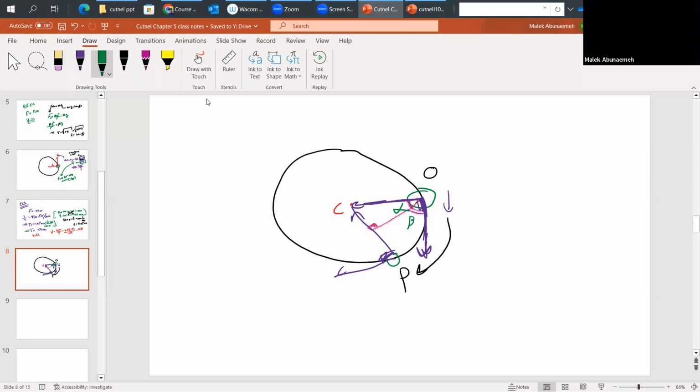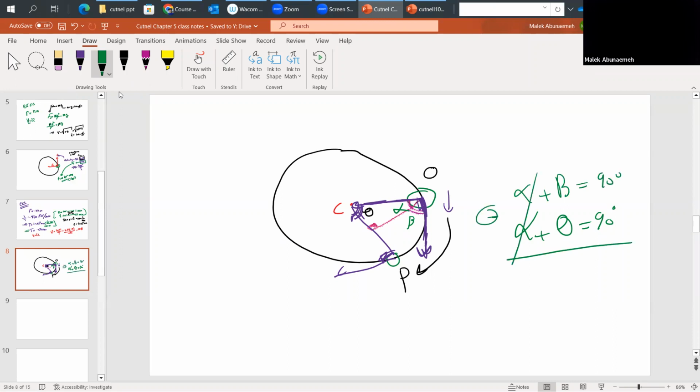Now, according to the laws of triangles, this is 90. Let me call this one theta. So according to our laws of triangles, if this was 90, that means your alpha plus theta is 90 degrees, which means that alpha plus beta is going to equal 90 degrees. If you subtract both of them, what are you going to have? You're going to have beta minus alpha equals 0. That means your beta is going to equal your alpha.